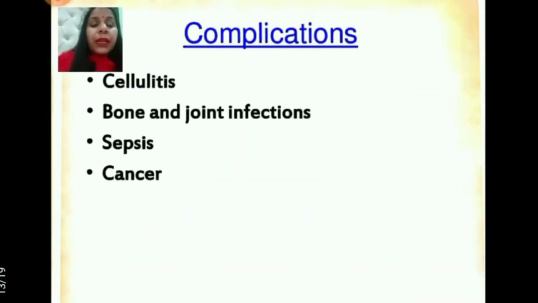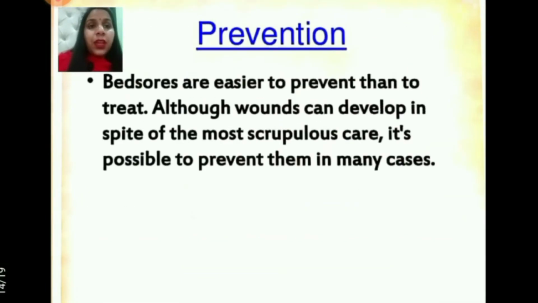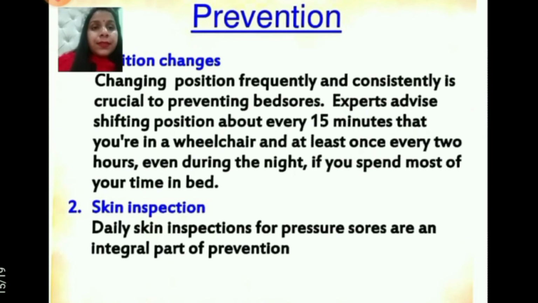Now, what are the complications of bed sores or pressure ulcers? First one is cellulitis, second is bone and joint infections, third is sepsis, fourth is cancer. Now, what is the prevention of bed sores? First, bed sores are easier to prevent than to treat. Although wounds can develop in spite of the most scrupulous care, it is possible to prevent them in many cases.